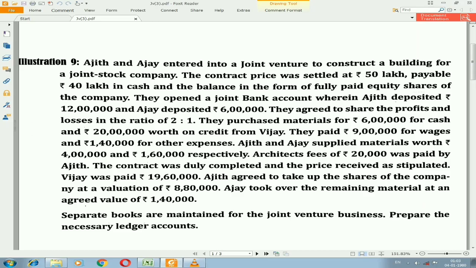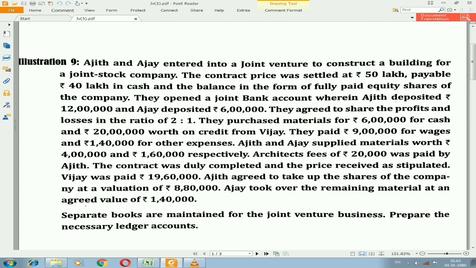Ajit and Ajay entered into a joint venture to construct a building for a joint stock company. The contract price was settled at 50 lakhs, payable 40 lakh in cash, and the balance in the form of fully paid equity shares of the company. The contract price is 50 lakhs, they are paid 40 lakh through cash, the balance is 10 lakh, and that 10 lakh is paid through equity shares. They opened a joint bank account wherein Ajit deposited rupees 12 lakh and Ajay deposited rupees 6 lakh. They agreed to share the profit and losses in the ratio of 2:1.